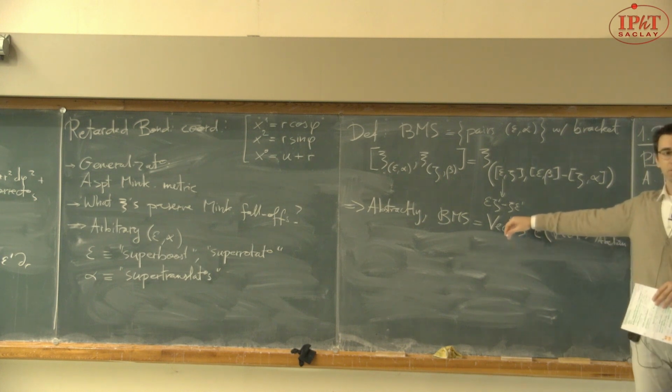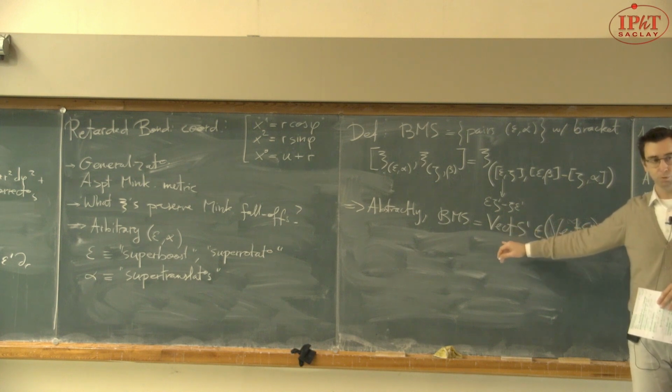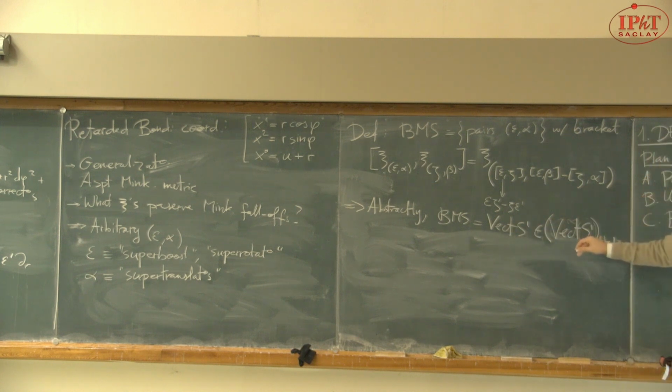So this is vector fields on the circle, which act as reparametrizations of the circle, which are superboosts, which act on super translations, which are just functions on the circle, but they transform under superboosts as if they were vector fields. Is that clear? Okay, I see people nodding, so hopefully it's clear.